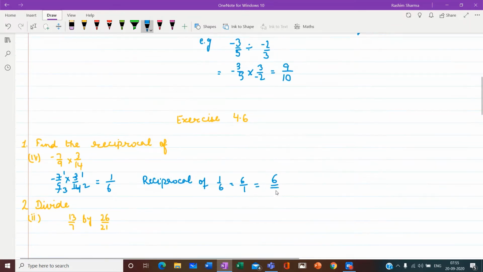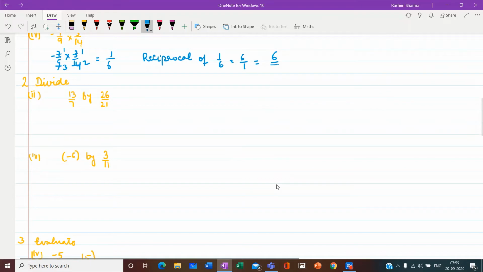Alright, second question is divide 13 upon 7 by 26 on 21. So we will write it as 13 upon 7 division 26 on 21. Now we know how to solve division. We write first number as it is, division sign changes to multiplication and reciprocal of the number after that. Now here 13 ones are 13, 13 twos are 26, 7 ones are 7, 7 threes are 21. So multiply numerators, 3 into 1 is 3, 1 into 2 is 2. So this is the answer.